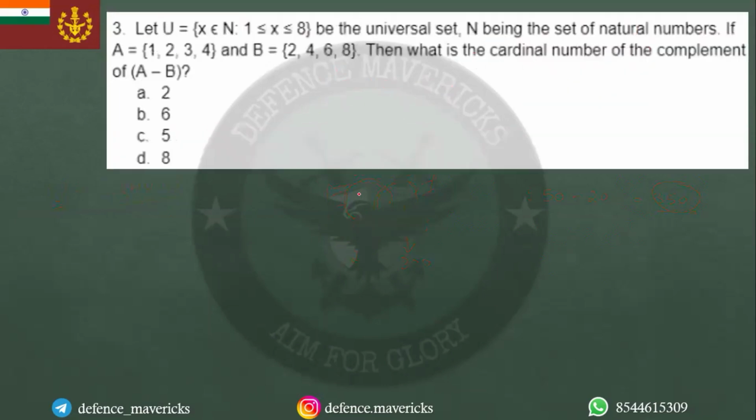That's why. Now the next set, so it says that there is a universal set from 1 to 8 such that it is having all natural numbers. Then if A is 1 2 3 4, if B is 2 4 6 8, then what is the cardinal number of complement of A minus B? ध्यान रखना, complement of A minus B.